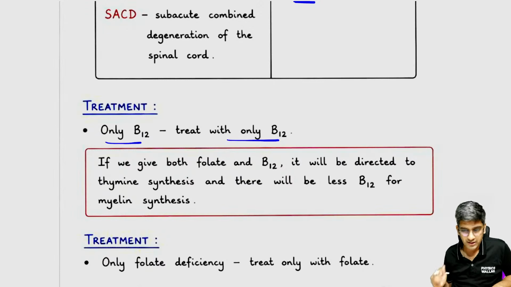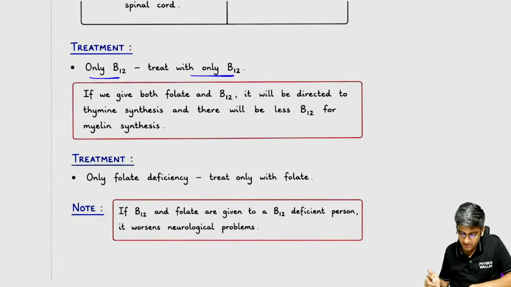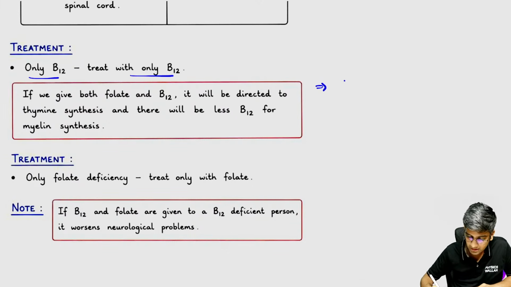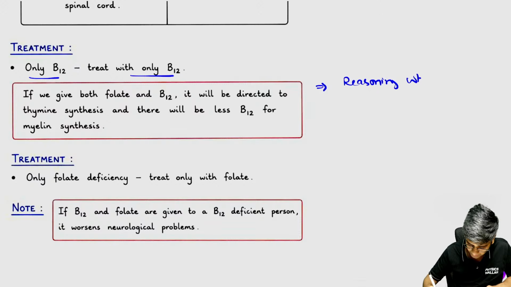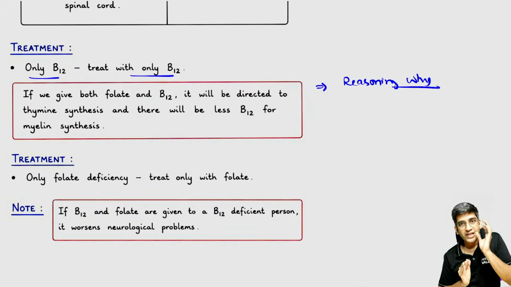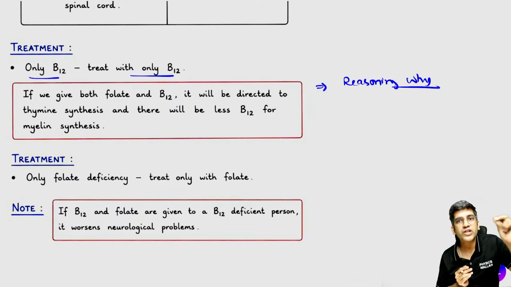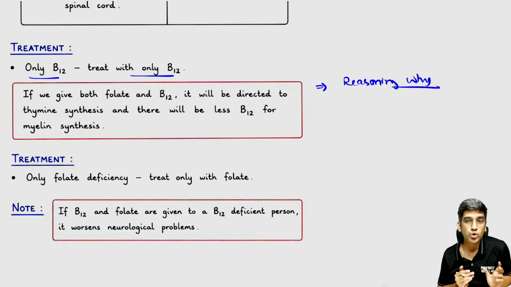Fine? Thank you, MBBS. Very, very important. This came in an exam. This can also easily come as a reasoning why question. Because if you give both, let's say there's a folate deficiency and I also give B12, everything will improve without neurological improvement. That is very, very important. That's why we should not give both of them together. Please do remember them.